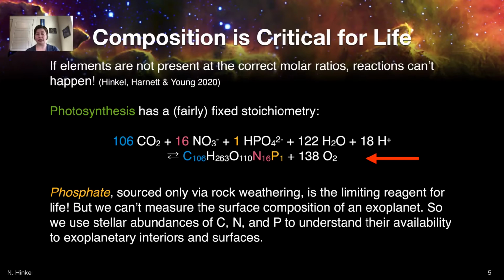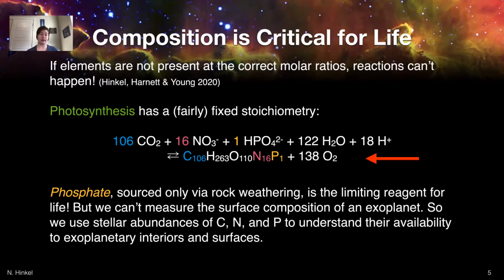Now, the only issue with this is that phosphorus, which is typically sourced from phosphate, is actually fairly difficult to get a hold of. It occurs by rock weathering, and it tends to be the limiting reagent for life. So this is the hard part. This is the crux of the photosynthesis equation. But like I said before, we can't measure the surface composition of an exoplanet yet. So instead, what my collaborators and I did is use the stellar abundances of carbon, nitrogen, and phosphorus in order to understand those relative abundances within the stars and understand their availability, therefore, in their exoplanet interiors and the planetary surface.